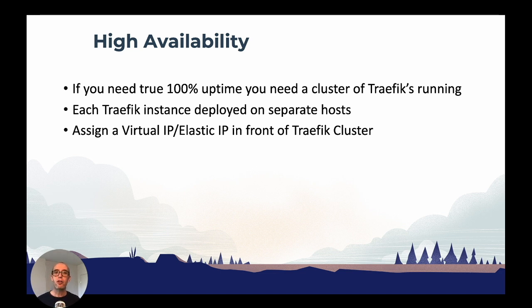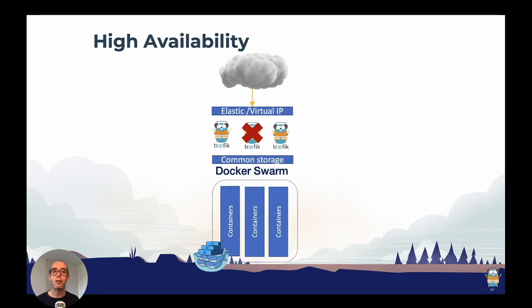Each Traefik should be deployed on a separate host. So that way we have completely separate deployments of Traefik. So if a host becomes unavailable, or the disk fills up, it doesn't take out all three. So what we recommend is each Traefik instance deployed on each host, and then assign a virtual IP or elastic IP in front of the cluster. So then DNS wise, it seems like just one IP going to all three of them. So you need some sort of logic in front to actually handle this and how it's going to be running.